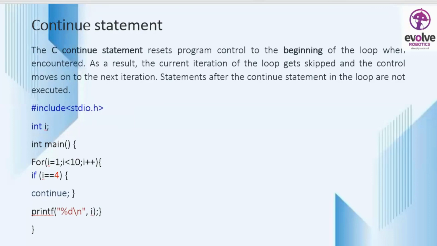In the case of the continue statement, the continue statement resets program control to the beginning of the loop when encountered. As a result, the current iteration of the loop gets skipped and the control moves to the next iteration. The statements after the continue statement in the loop are not executed. So when i becomes 4, the loop continues, that is, the value of 4 gets skipped. So the output is printed like 1 to 10 except the value of 4.